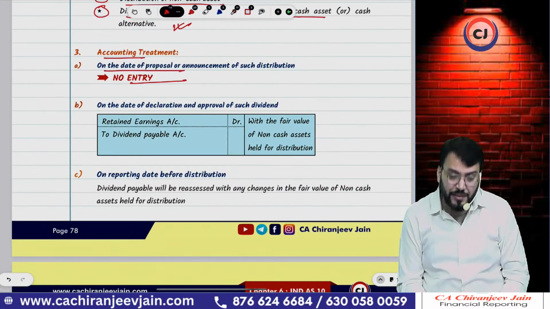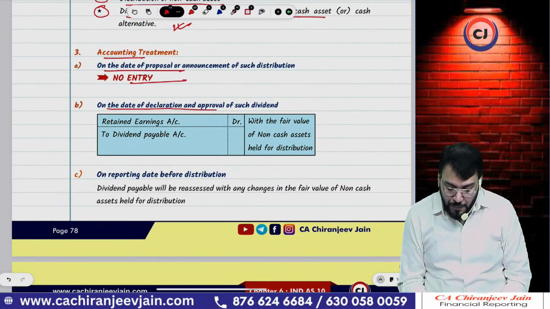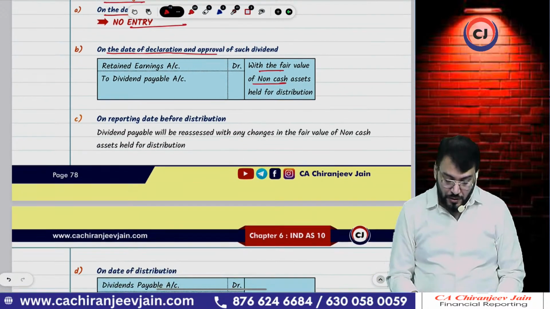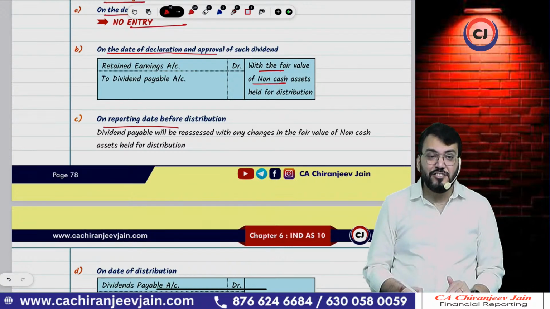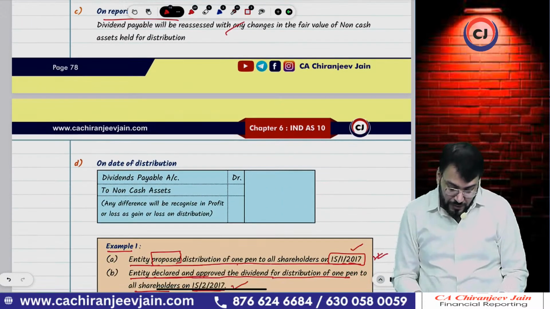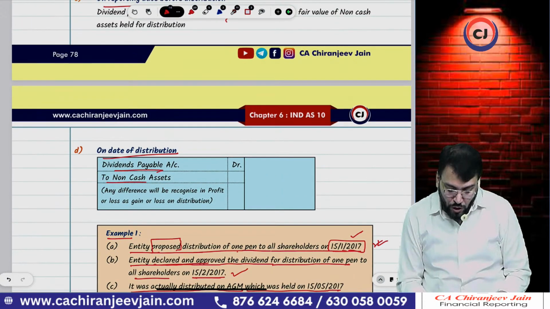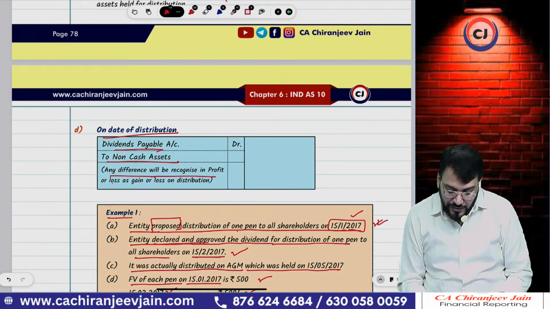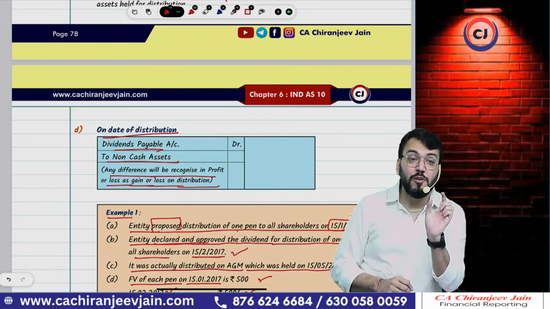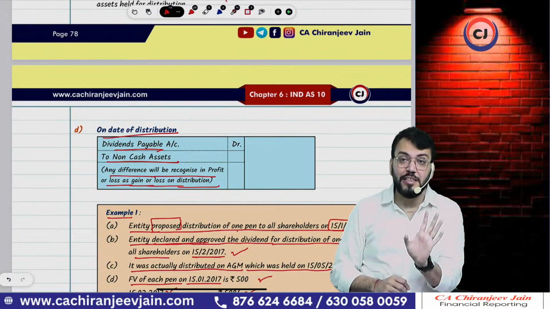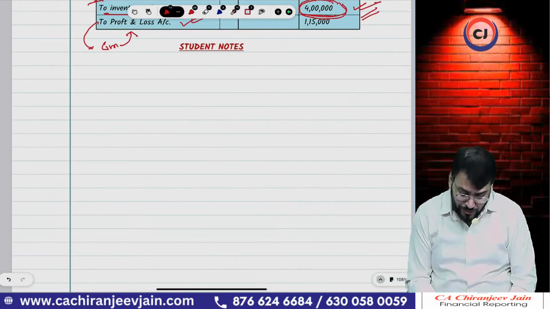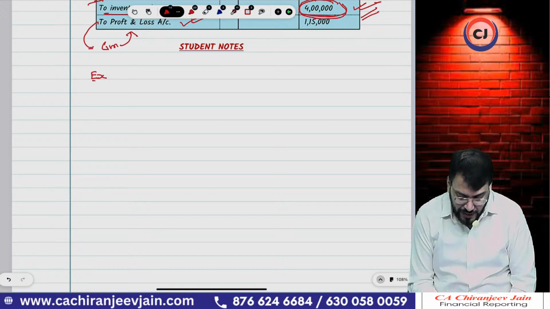On the date of proposal, no entry. On the date of declaration and approval, retained earnings account debit to dividend payable with the fair value of non-cash asset. On reporting date, any changes in the fair value of the asset should be adjusted. On the date of distribution, dividend payable to non-cash asset, and any difference will be recognized in PL as a gain or loss on distribution. So the difference will be transferred to PL, not to retained earnings. Chalega? Correct. Let me take one more example. You can add this example here in the Ind AS Saaransh book.